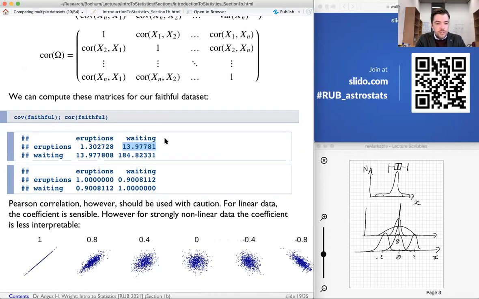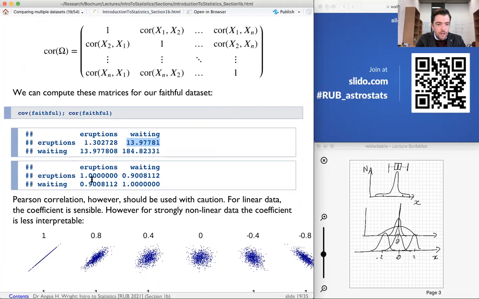And then you can construct the same thing for the correlation matrix. You see you have these ones on the diagonal, and you have the correlation between the eruptions and the waiting time on the off diagonal. So these are two really important matrices that turn up a lot in statistics. We're going to be looking at them a bit later.